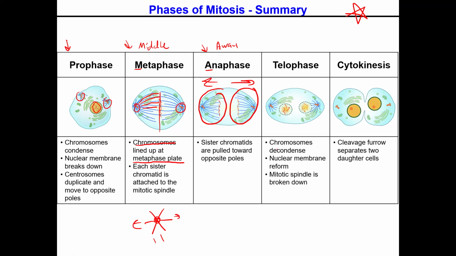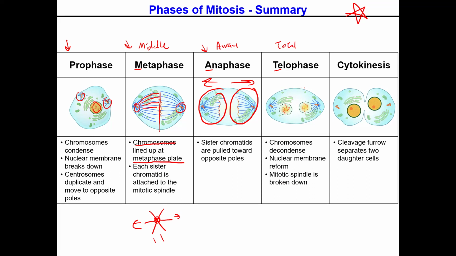Telophase. What's going to happen here is chromosomes are going to decondense, the nuclear membrane is going to reform, and our mitotic spindles break down. So think about telophase as total, or almost completed. It's gone ahead and pulled everything out.